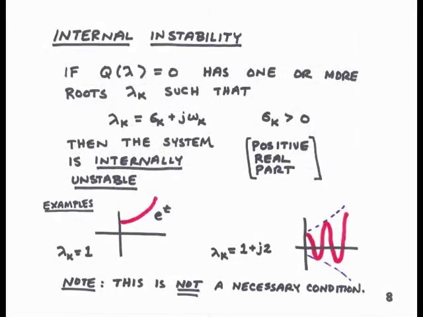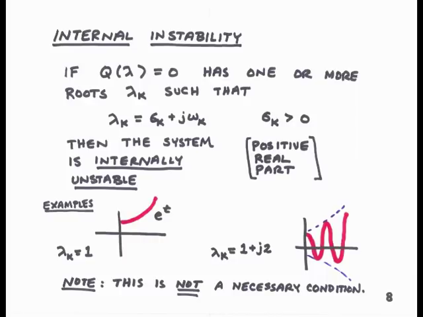What if a system does not have asymptotic stability? What does that mean? It turns out there are two cases, which we'll study. The first is internal instability. If the characteristic polynomial q of lambda has one or more roots, lambda k, that have positive real part, then the system is said to be internally unstable. This means one of the modes goes to infinity as time goes to infinity, and it goes to infinity in an exponential fashion. We can give two examples.